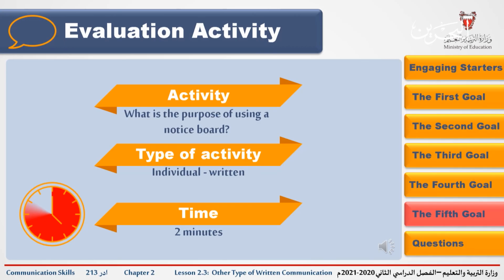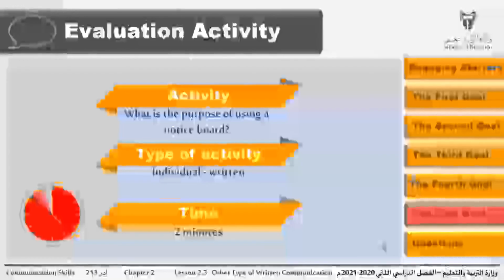Alright, my dear students, your time is up. You can now check your answers with information found in your textbook. Well done, my dear students. And with this, we have now completed all 5 objectives of this lesson. Let's move on to some questions.